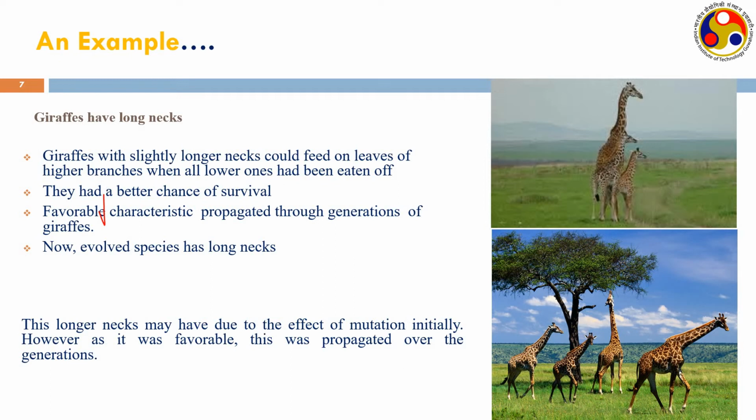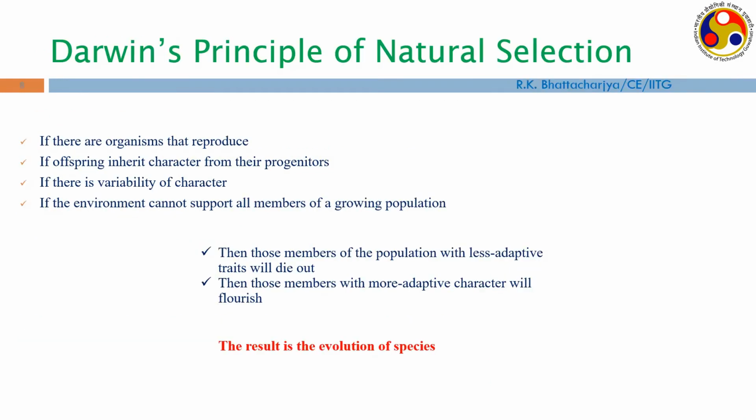So in that case, that will be propagated, and a new species will come, and these species can live in that high altitude with lesser oxygen level. So this is basically how we are adapting with nature. It is called adaptation. I hope this is clear.